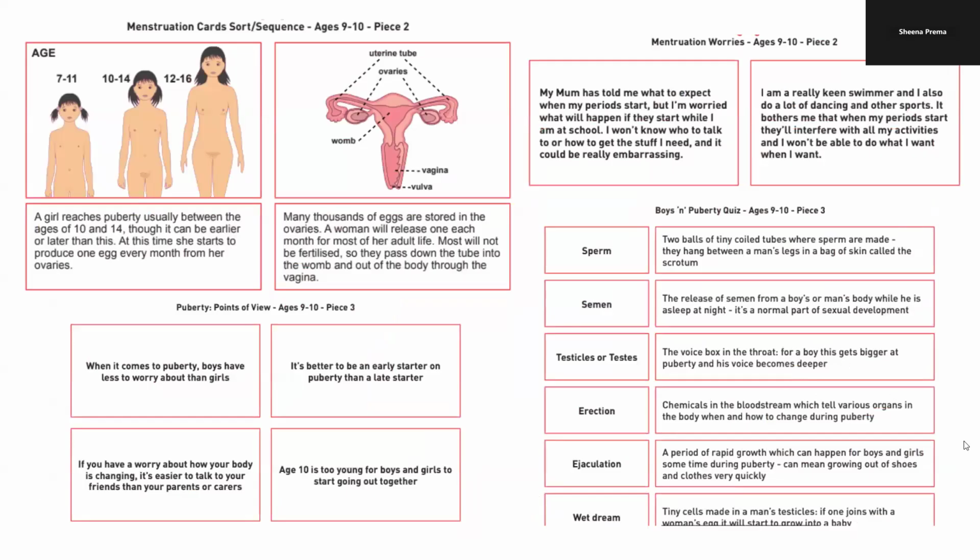And then these are some of the activities that in year 5 they may do. So you've got menstruation cards, a sort and sequence, where the children can think about the process of menstruation. You've got some points of view of a child of their age, which they may be too embarrassed or worried to share, but they are already exposed to that. So any worries that they may have may come up on these points of view cards.